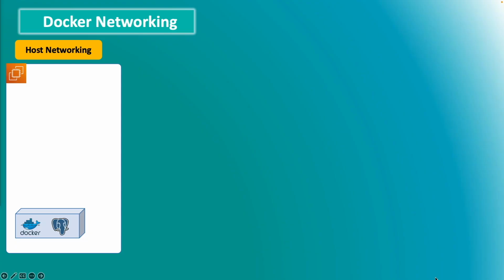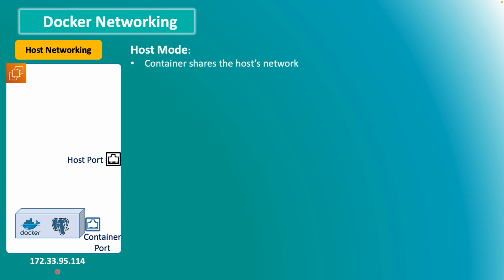We will begin with host networking mode, and we will use our previous example where we host Docker containers on a VM based host. Let's assume the host IP is 172.33.95.114. The host will have a port referred to as the host port, as this port is attached to the host. Every container will have a port called container port.